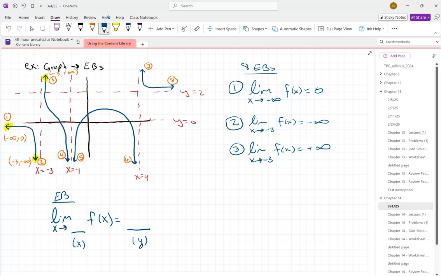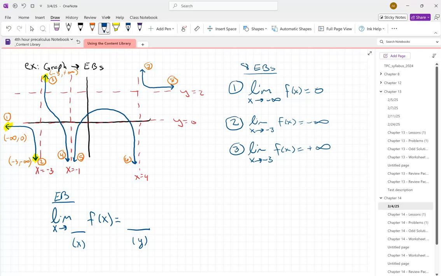But now I've done something that we shouldn't. What have I just done that looks wrong to you guys? So I've basically drawn a function that has the same x-coordinate, -3, but two different y-coordinates, -infinity and positive infinity. Can a function have the same x but two different y's? No, right? That can't happen.